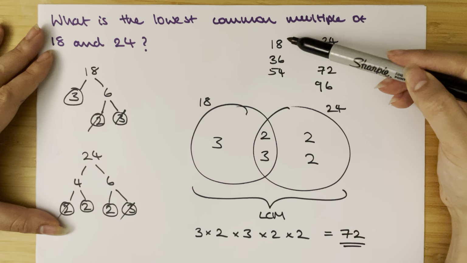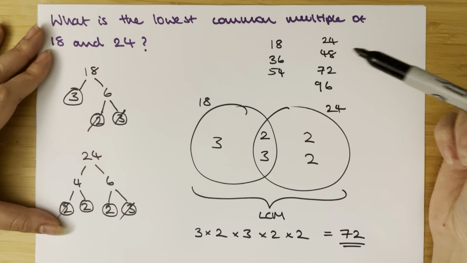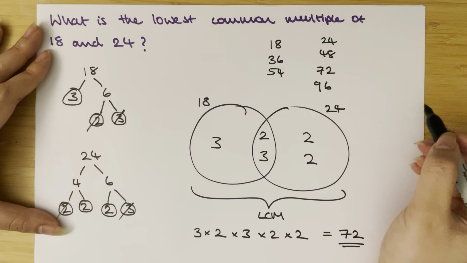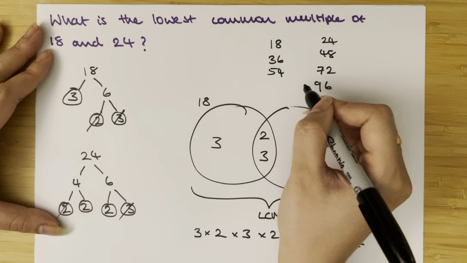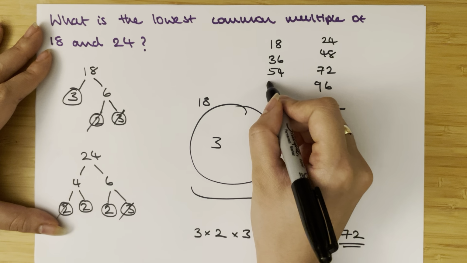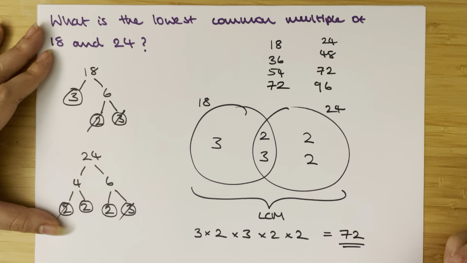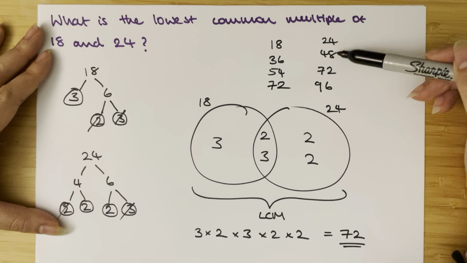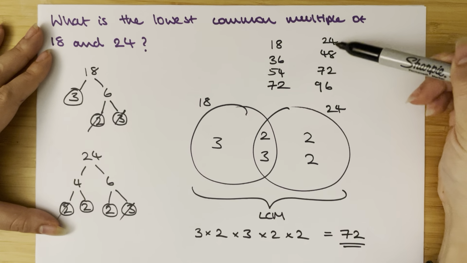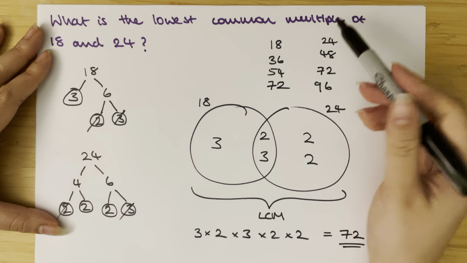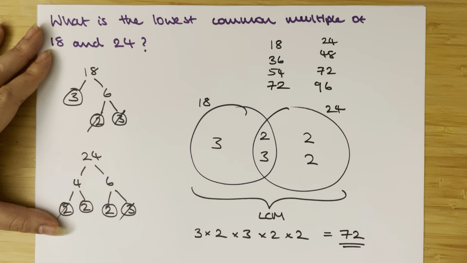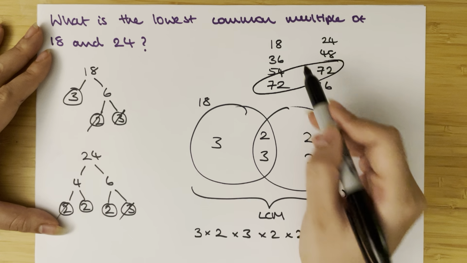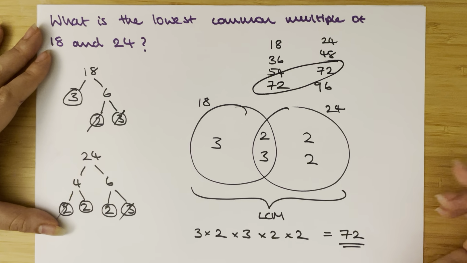So if I look back at these, the 18 times table, actually the next one along would be 72 here. So before that, looking up, there's no 48 here, there's no 54 here, there's no 36 here, and 18 and 24 are different themselves. So I can see that that was the answer.